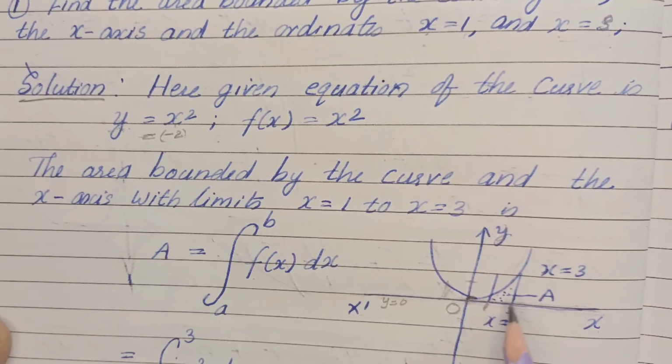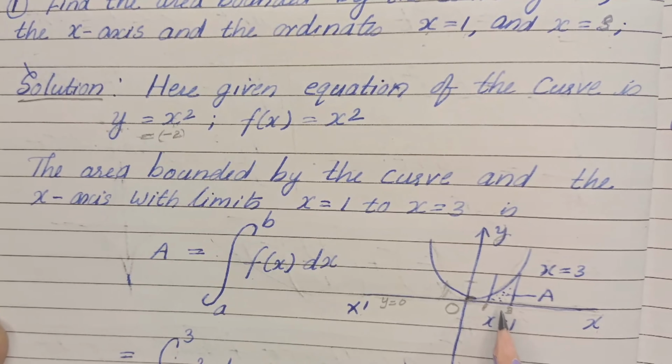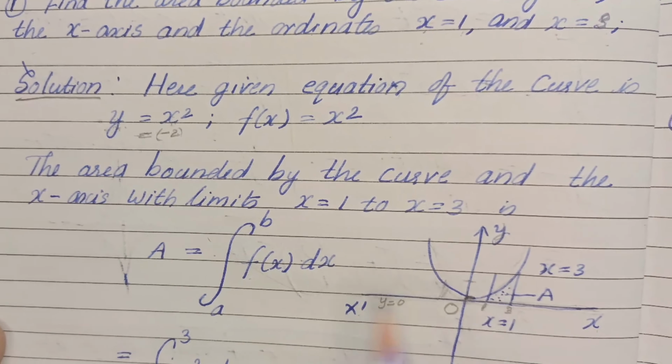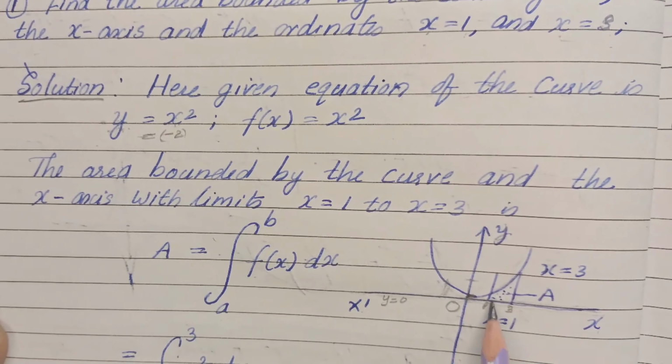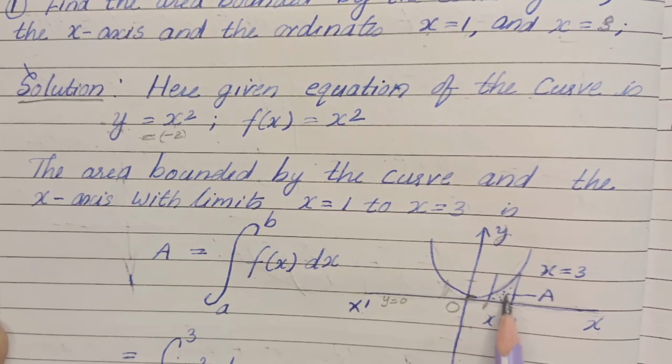Like, the area under it, and ordinates, let's say a curve. So to find the area bounded by the curve, the area bounded by the curve means the area below the curve. And this area is A. That's what we are going to find with this formula.